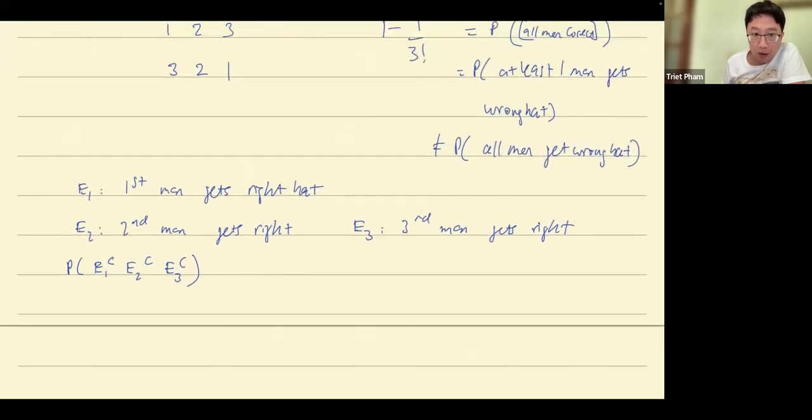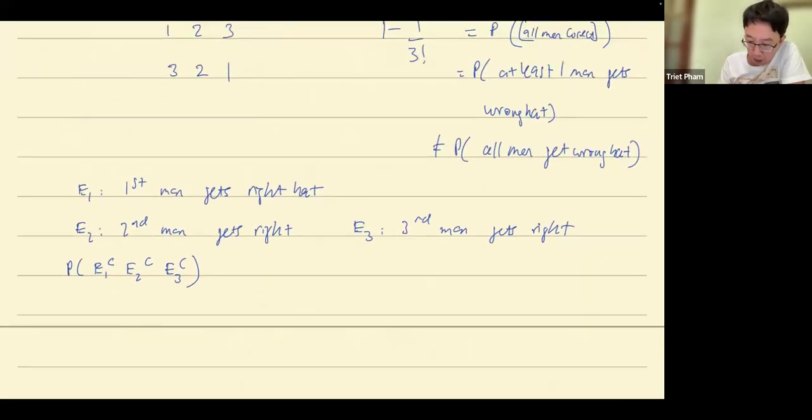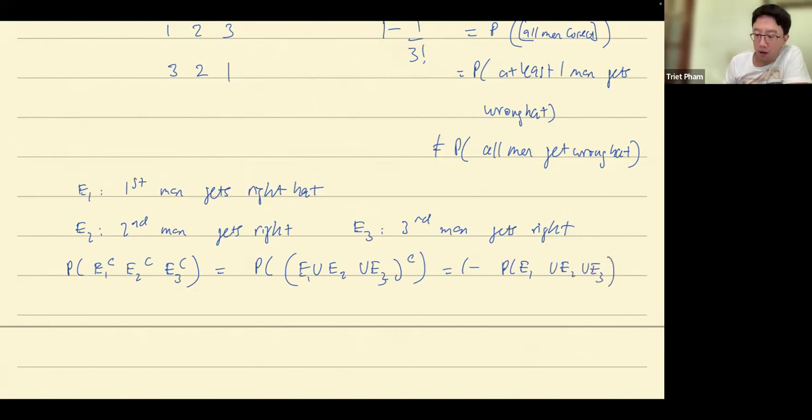And so how do we deal with this? Well, I guess intuitively, you want to use De Morgan's law to turn this into a union, and then do 1 minus. And then how do you deal with the union? You would use the inclusion-exclusion formula, but at the 3, the general one, to calculate it.